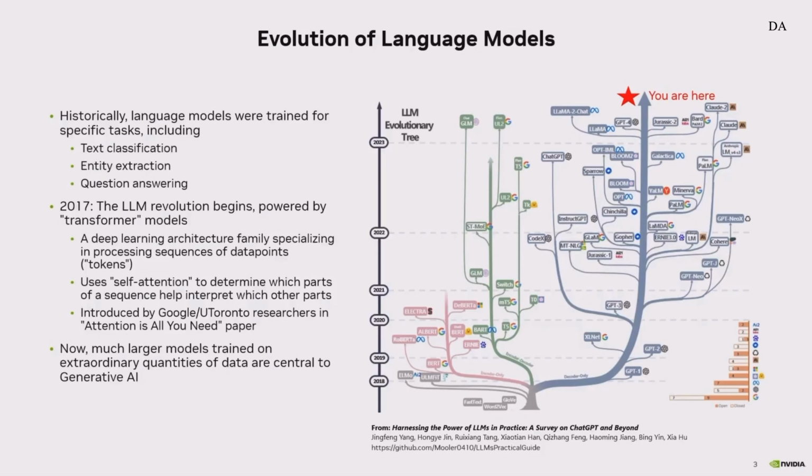Now we have these much larger models trained on extraordinary quantities of data, billions and trillions of tokens. And looking over at the tree on the right, we can see that there's been an explosion of models. So we just want to point out that some of the ones that you might have heard of, like GPT-4 or LLaMA, aren't the only ones there. There might be some that are specifically good for what you want. We'll talk about how to pick some of those in a little while.